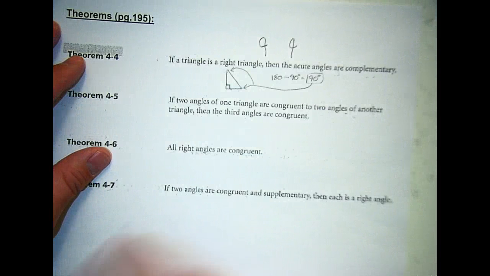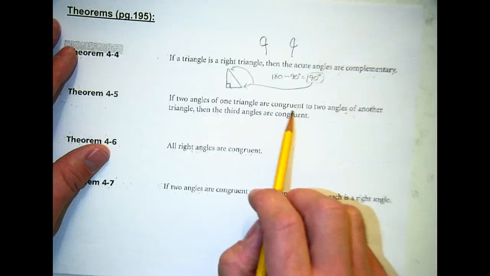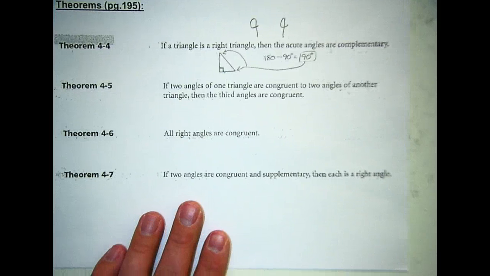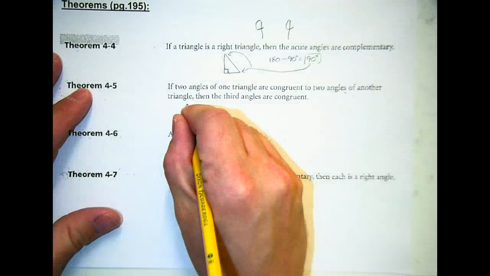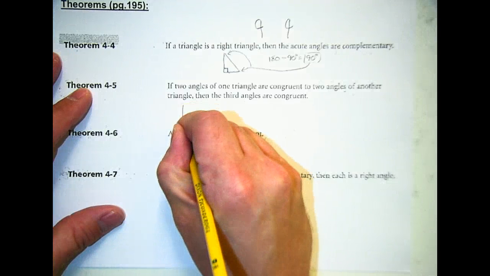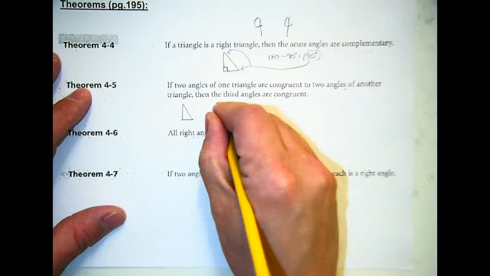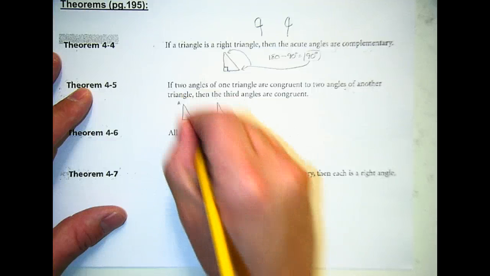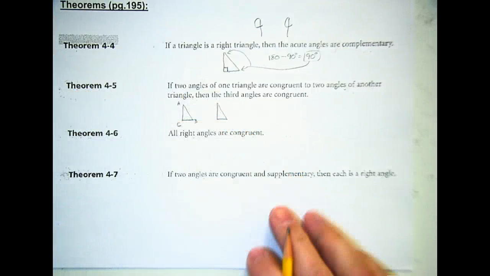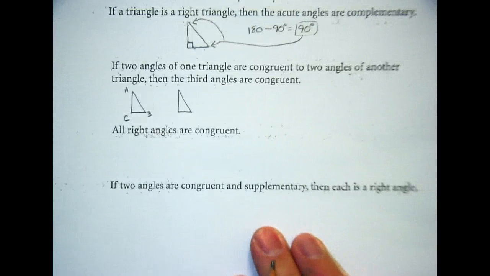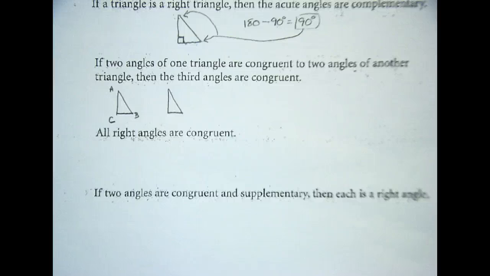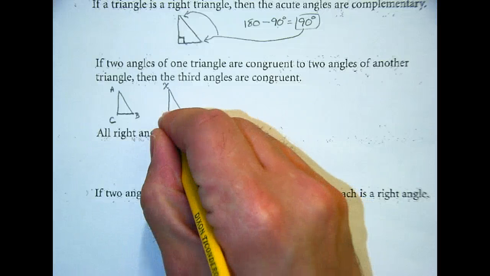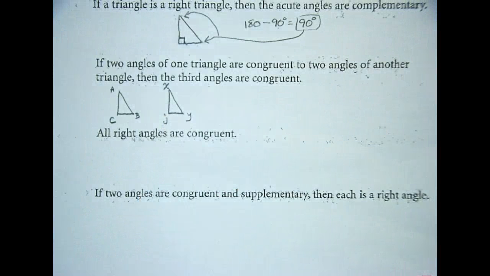Okay? All right. 4.5: if 2 angles of one triangle are congruent to 2 angles of another triangle, then the third angles are congruent. Go ahead and draw a picture of that real quick. Notate it. You get about a minute there. All right. So I'm going to use this triangle, and I'm going to use this triangle. And I'm going to label this triangle ABC because I'm creative like that. And I am going to label the other triangle XYJ, just because I can. Okay?